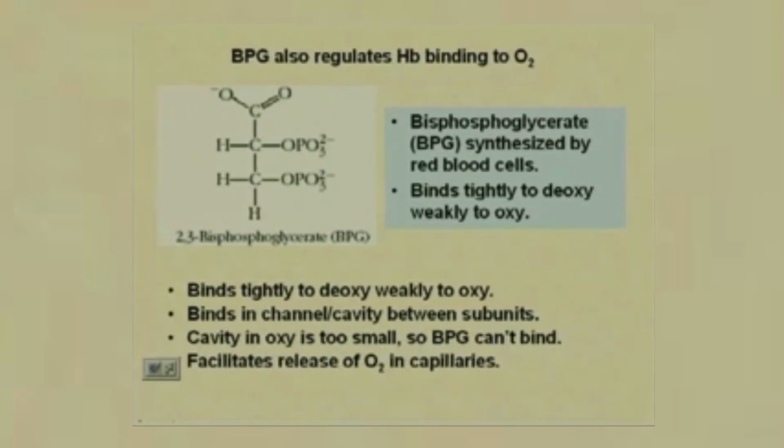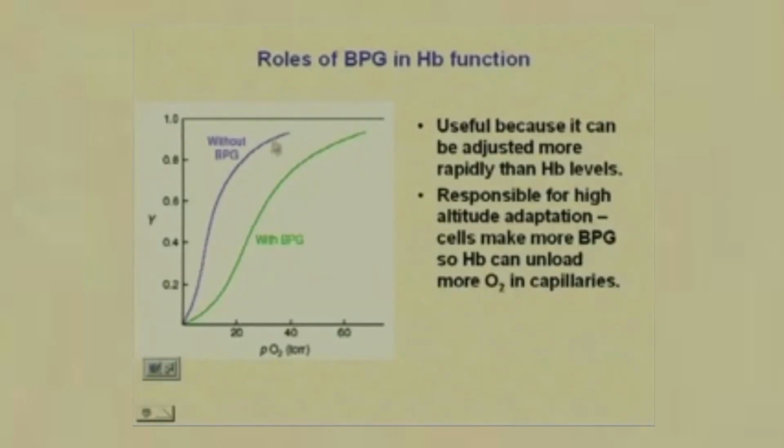Where can this be useful? Where there is less oxygen available. Suppose you are climbing a mountain. There is less oxygen available. BPG is produced in the red blood cells more, so that it binds to the deoxy and you don't need as much oxygen as you would require. Okay? So that is exactly what happens.